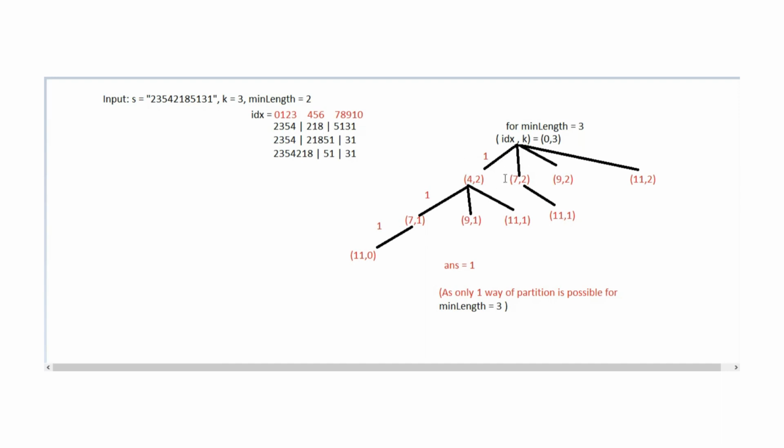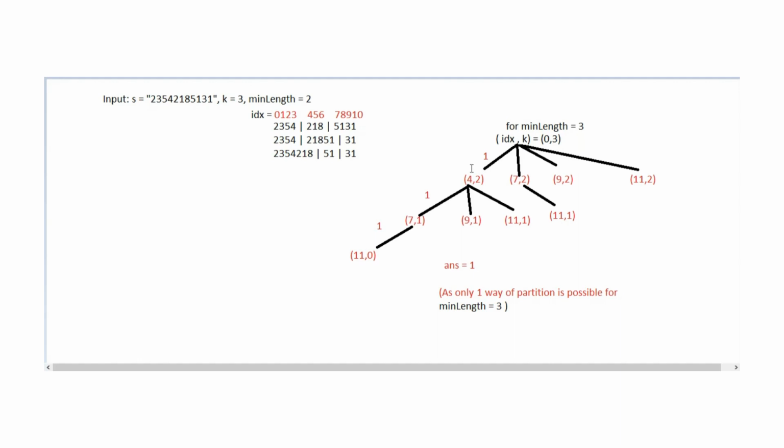Then similarly 7 comma 2. At 7 we can see that before 7, from 0 to 6, there is the possibility that it is a valid string, as we can check that 8 is the composite number, and the previously valid substring 2354218 is ending with a composite number. So this is satisfying the condition, and this 5131 is starting with the prime number, that is 5. So this is a valid partition. Similarly for 9 comma 2, similarly for 11 comma 2, where 9 is nothing but the index and k is 2. So whatever we discussed now is for one partition only, and we need to do k such partitions.